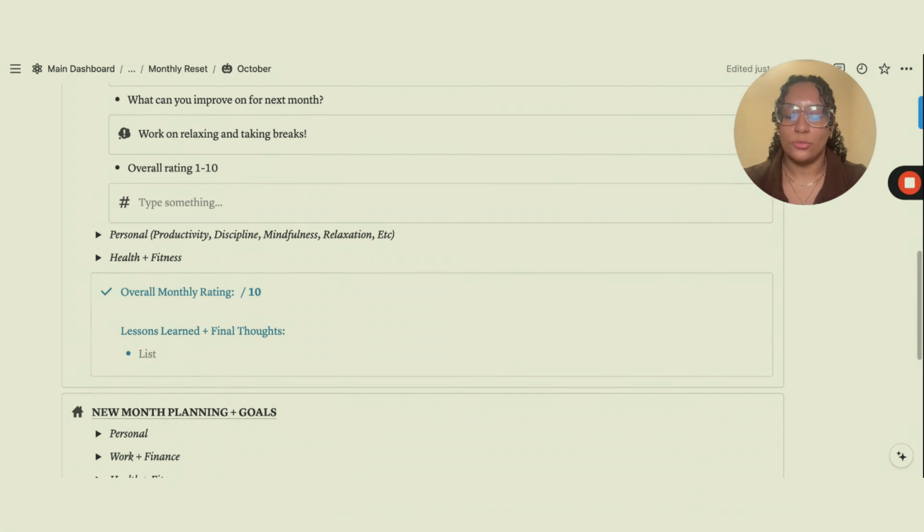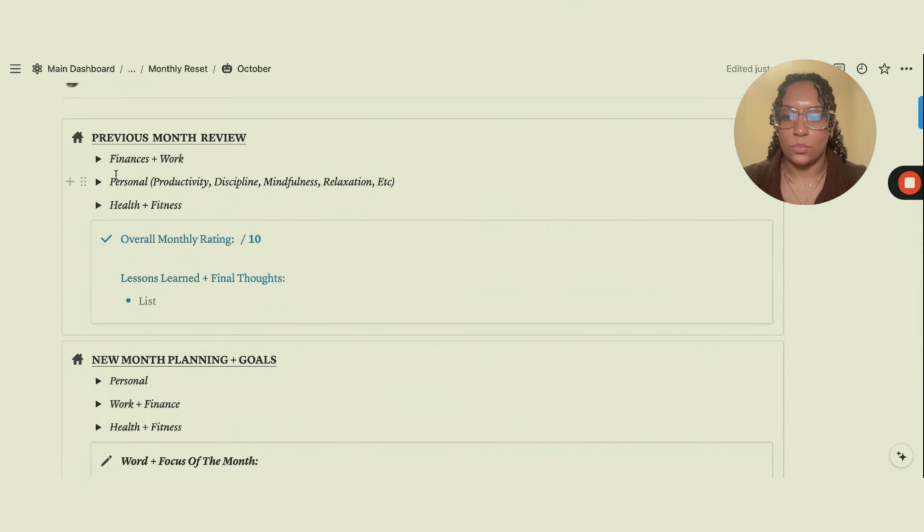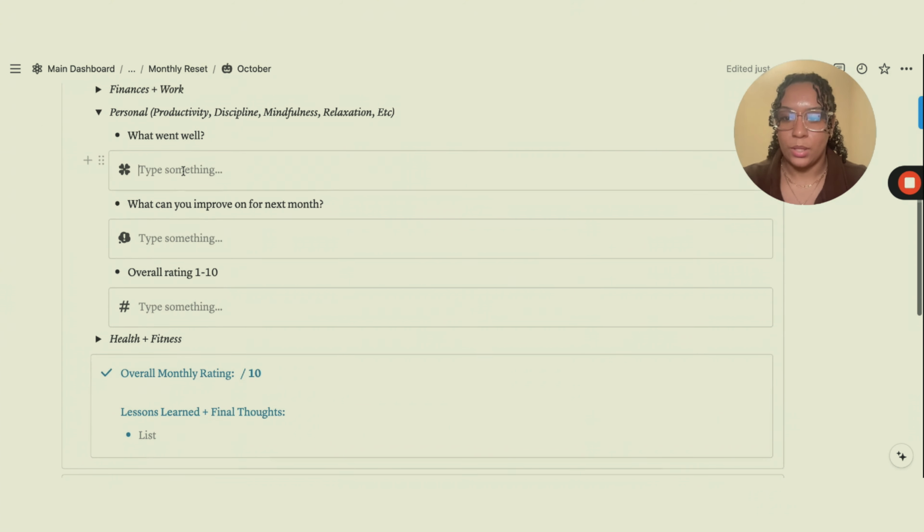And then an overall rating 1 to 10 for finances and work specifically. I would say this is a really good month for me, so I'm going to give it a 9.5. So we can go ahead and collapse finances and work and move on to personal. What went well this month for personal?